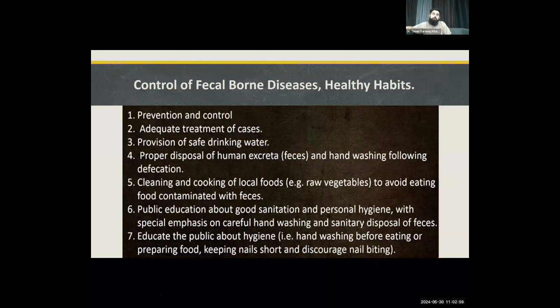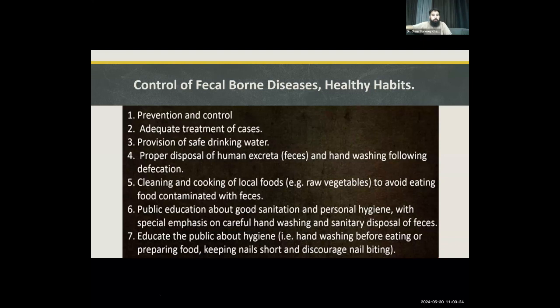So control of fecal-borne diseases and healthy habits: prevention and control include, basically, working with the health departments of the respective areas. Then adequate treatment of cases should be there, because the diseased person keeps shedding these viruses, bacteria, or fungi, or whatever, through their feces as long as they are not treated. So provision of safe drinking water should be there.